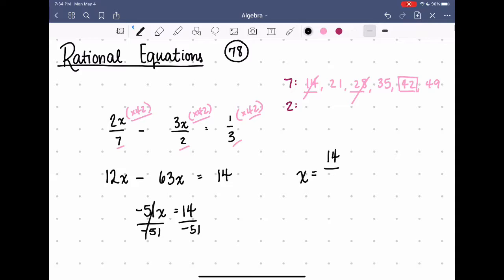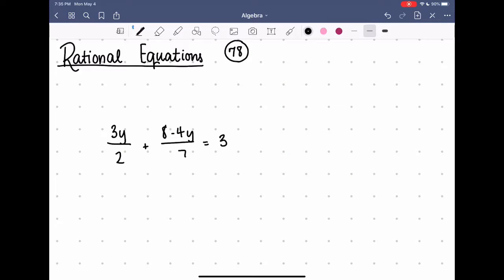So x equals 14 over negative 51, or negative 14 over 51, and that's my final answer. Okay, let's look at this one.